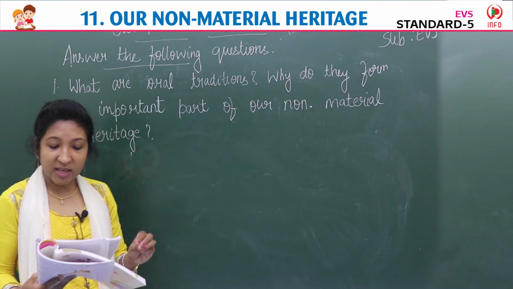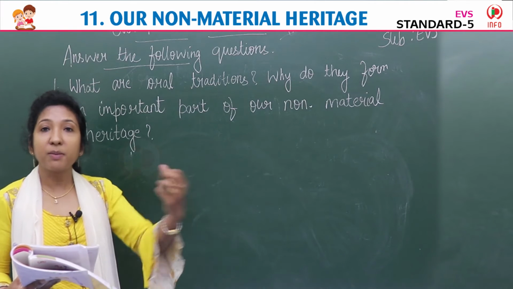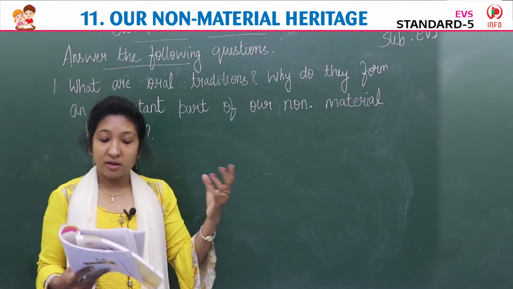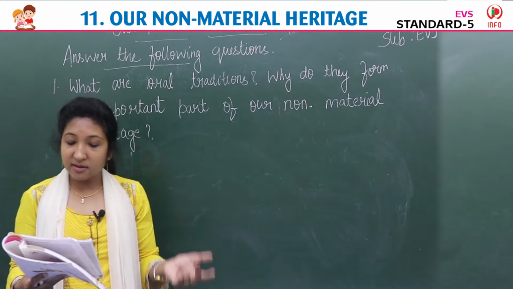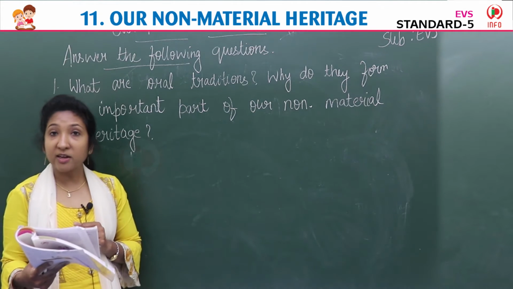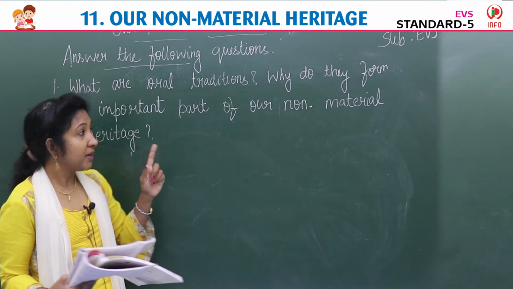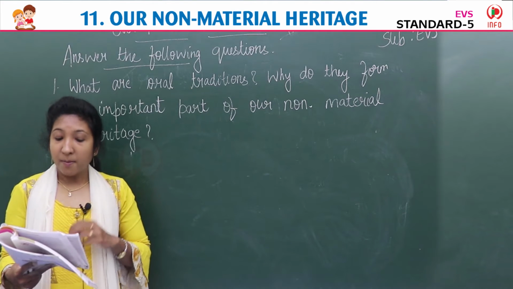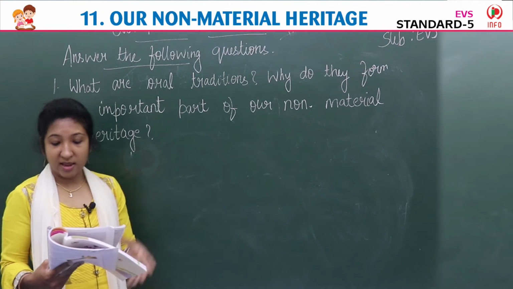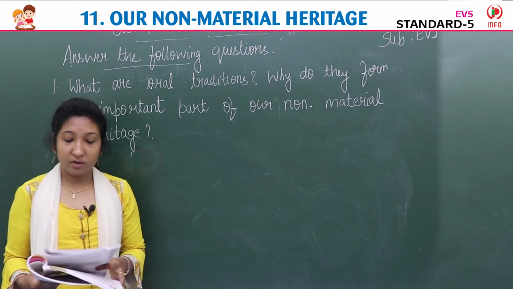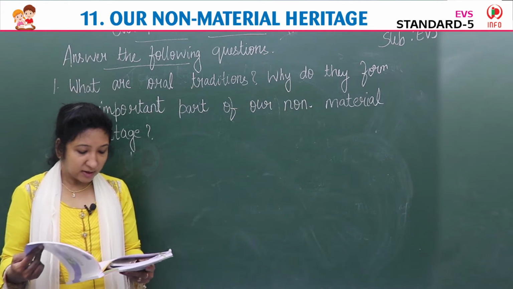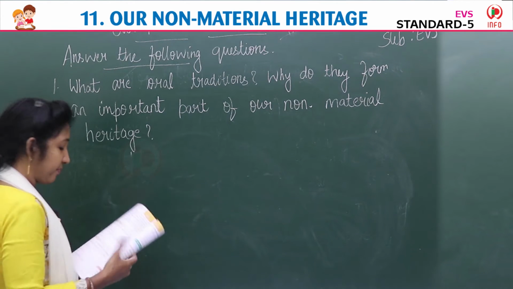So, the traditional knowledge passed on by the people verbally is known as oral tradition, such as stories about deities, medicines, rituals, skills, etc. They play an important role in our non-material heritage by passing on the traditional knowledge to the new generations. Okay, children? Now coming to the second question. What are the different types of puppets used in India?